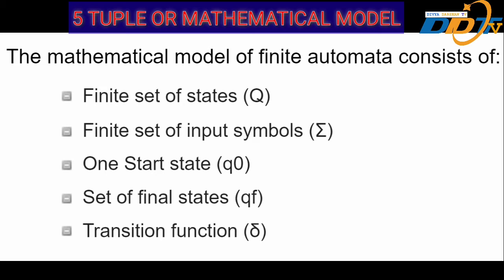It means that an FA can be represented by a 5-tuple, that is Q, sigma, delta, Q0 and F, where Q is a finite non-empty set of states, sigma is a finite non-empty set of input alphabets, and delta is the transition function which maps Q cross sigma into Q. Mapping is usually represented by a transition table or transition function, and Q0 belongs to Q is the initial state and F is a subset of Q, the set of final states.